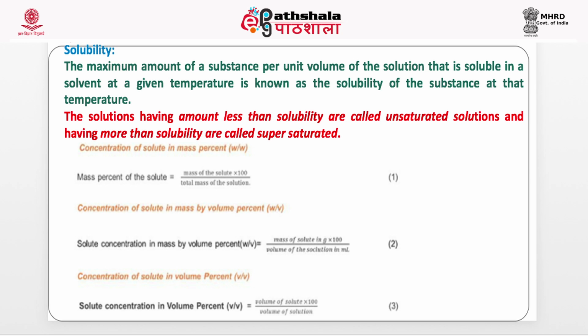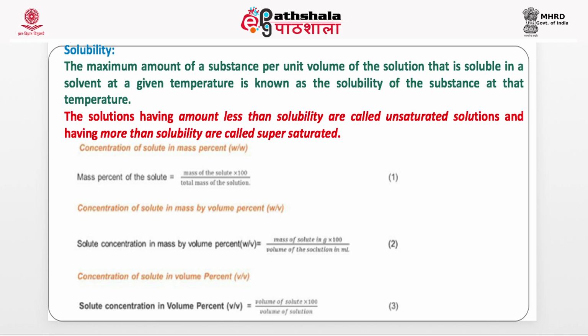The concentration of solute can be expressed in several ways. One of them is concentration of solute in mass percent, W by W or M by M. Mass percent of the solute is the mass of the solute into 100 divided by the total mass of the solution.